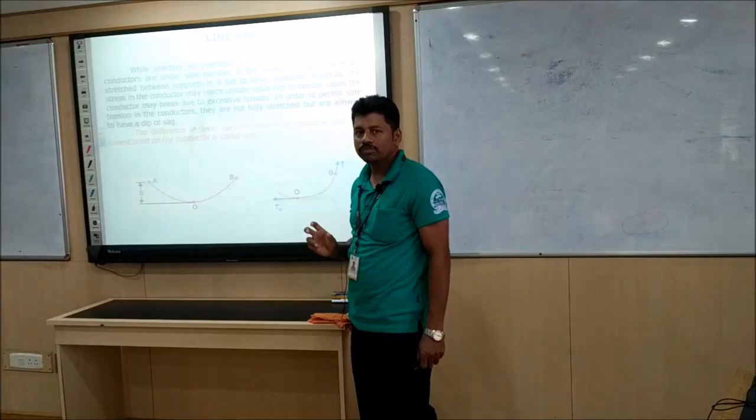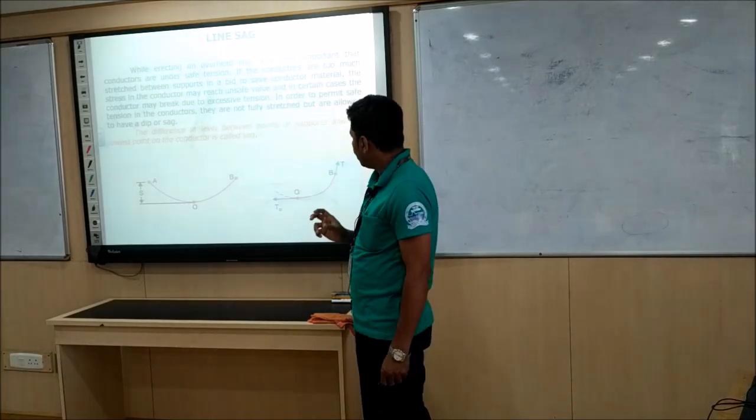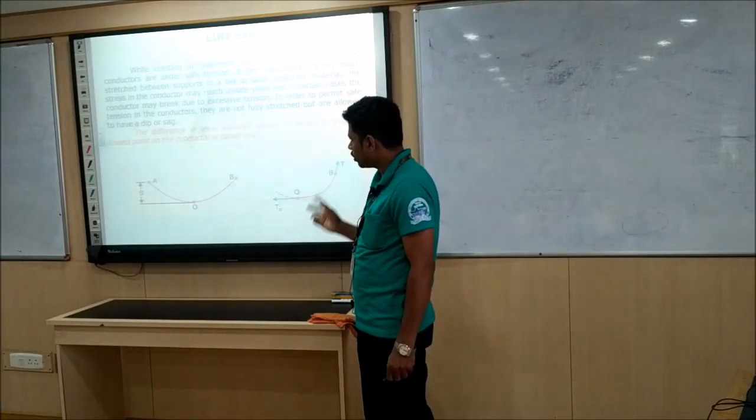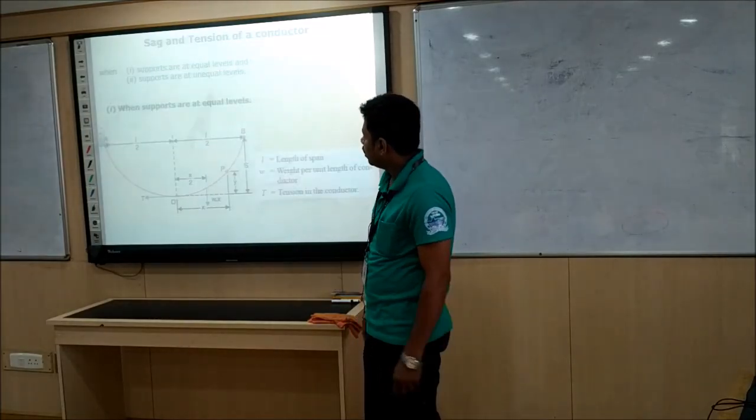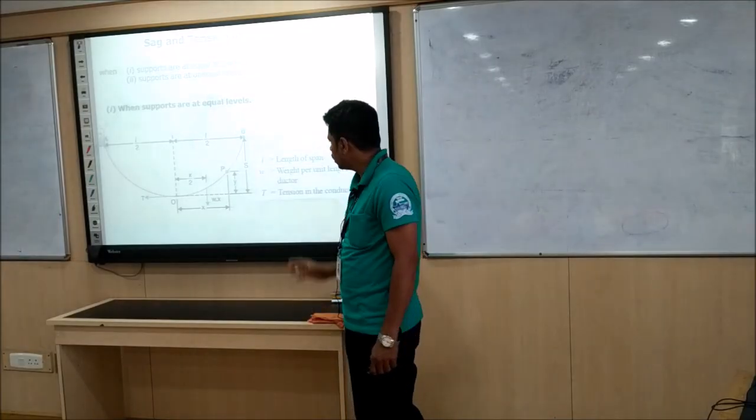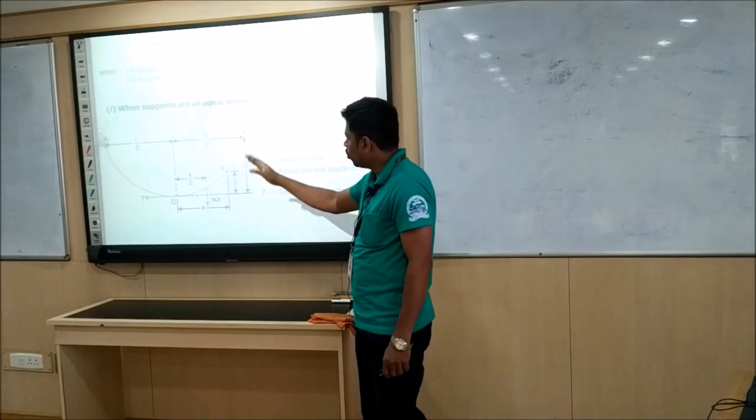So the simple definition of sag is the difference in level between points of support and the lowest point of the conductor. Just sag and tension calculations. This is for equal level of supports.